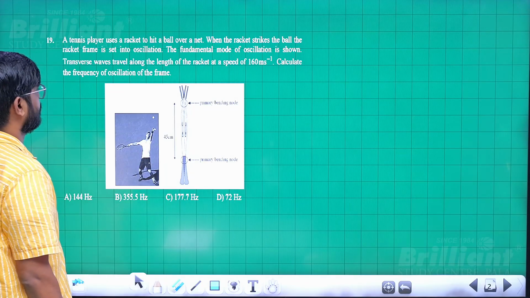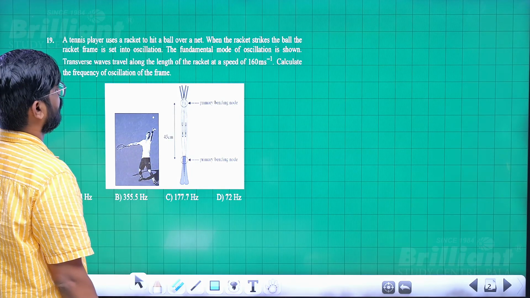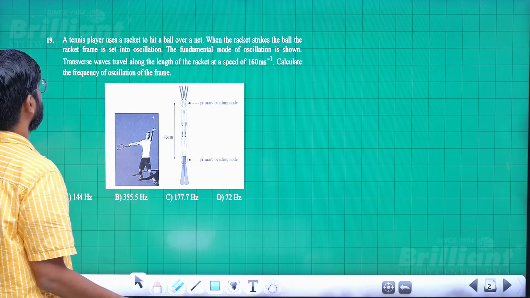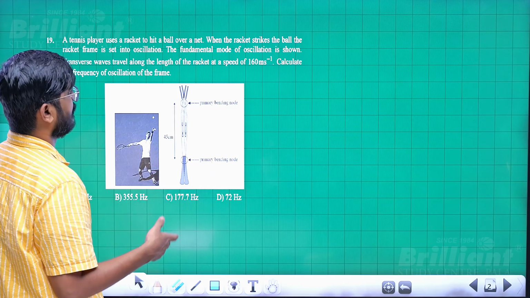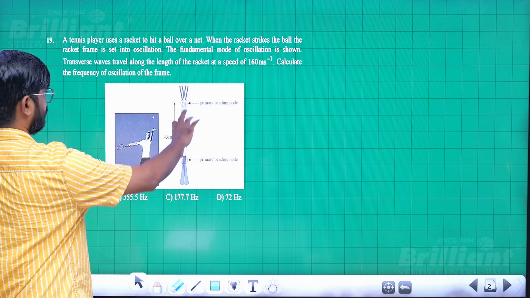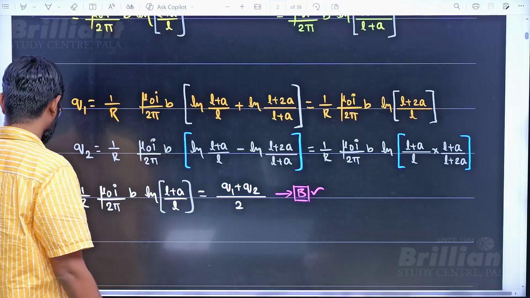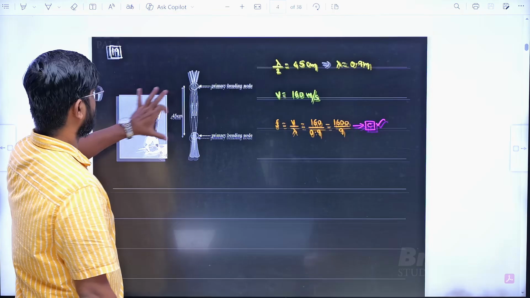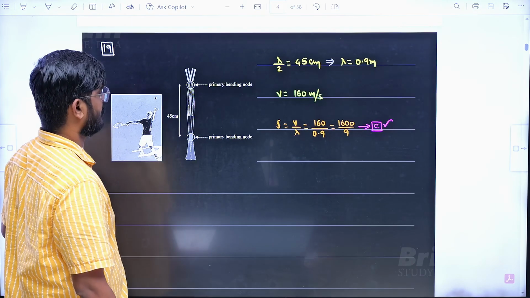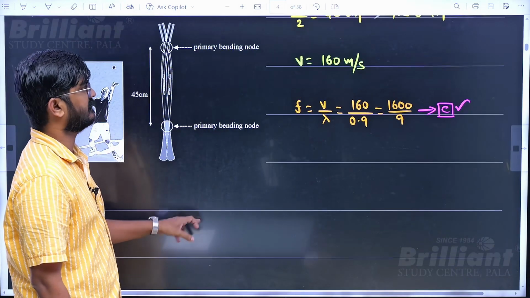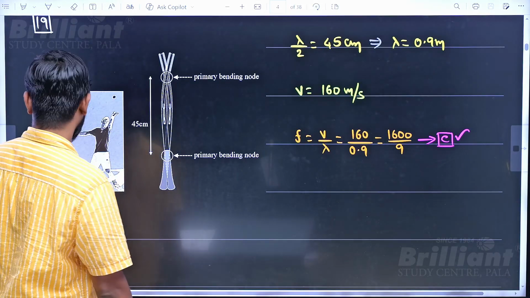A tennis player uses a racket to hit a ball over a net. When the racket strikes the ball, the frame is set into oscillation. The fundamental mode of oscillation is shown. Transverse pulse speed is given. Calculate the frequency of oscillation. So everything was given there. Lambda by 2 is given as 45 centimeter. From there you can find lambda. V value is given in the question. From there you can find the frequency of vibration.